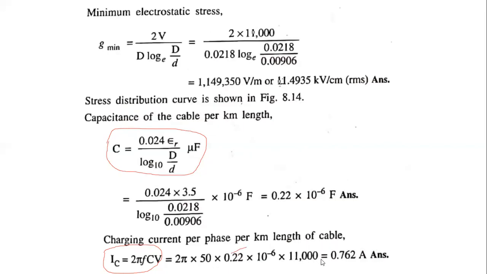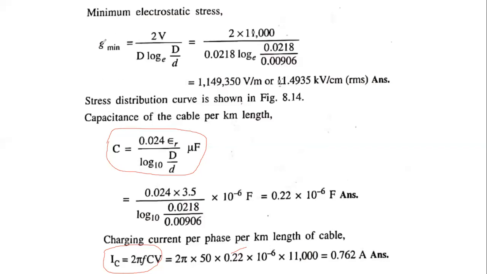Okay, this is the 11,000. Then it is 0.762 amperes. This is the charging current. Okay, we remember those formulas for calculation of dielectric stress and charging current.